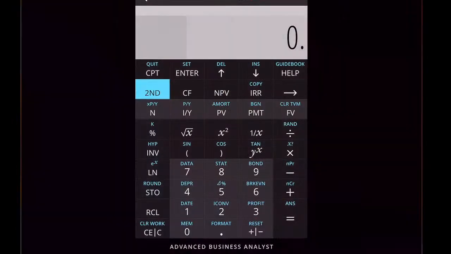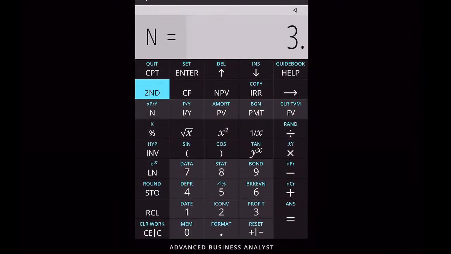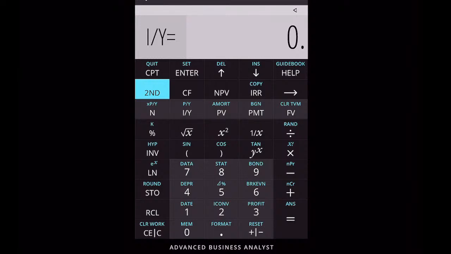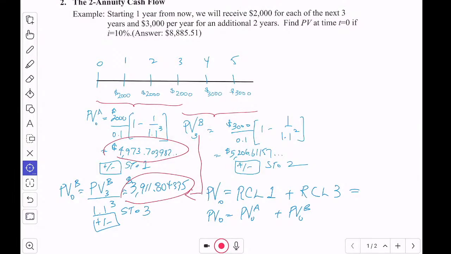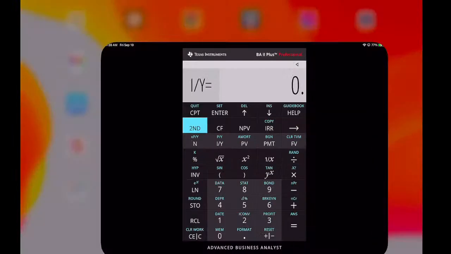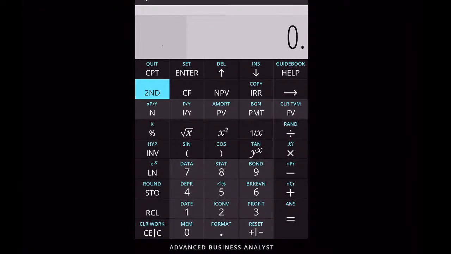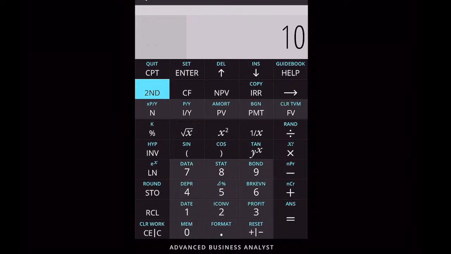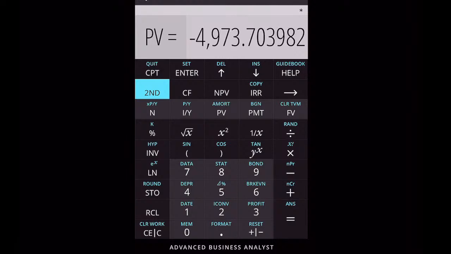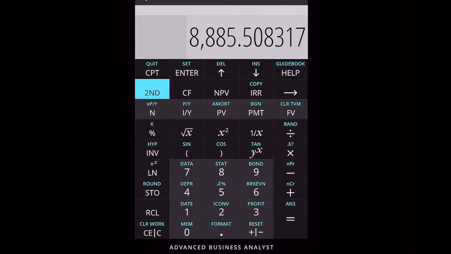2,000 for 3 periods. So 3 periods, 10%, 2,000, asking for PV. Change the sign, store 1. So that's the first amount, and I'm going to add it to recall 3, and we get the final answer.